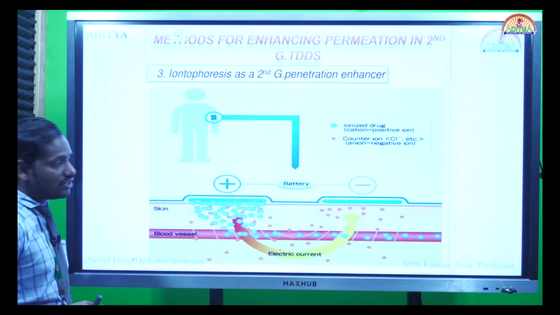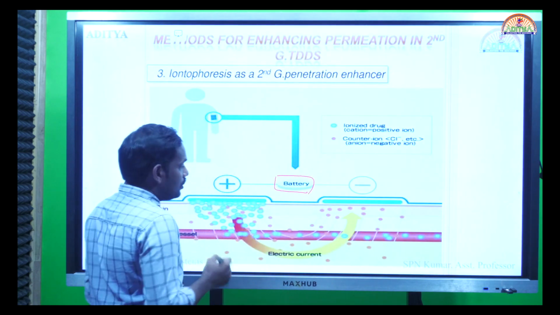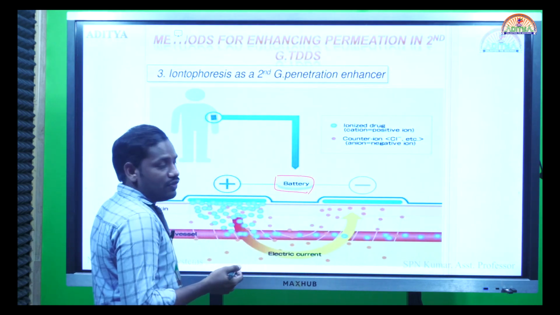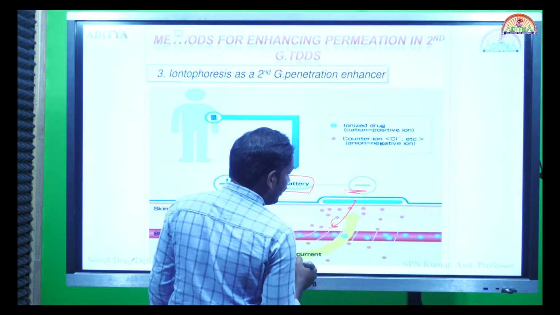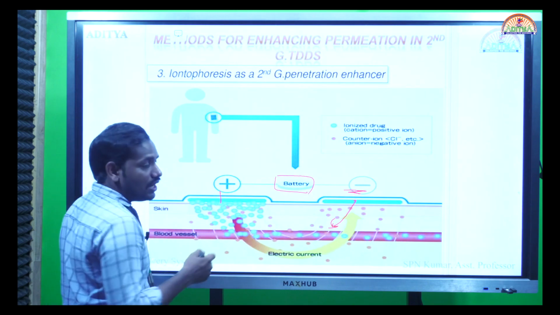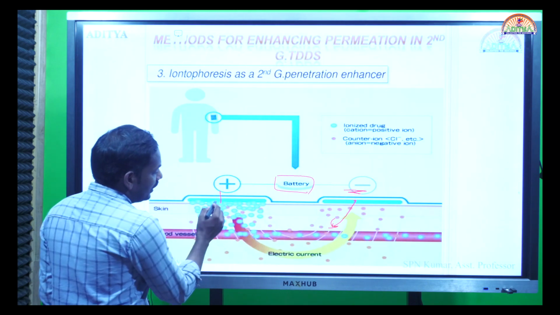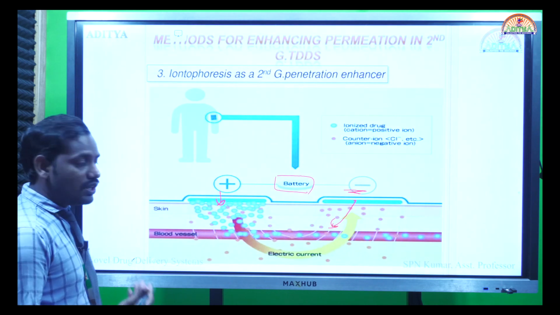So here is an illustration. We will use a small electrical current with the help of a battery. So if it is a positively charged drug, we can use this negative charge to deliver the drug into the body, or in the contrary, the opposite charge. You know that unlike poles attract each other, so we can use the opposite charges either to deliver or withdraw the drug from the skin.